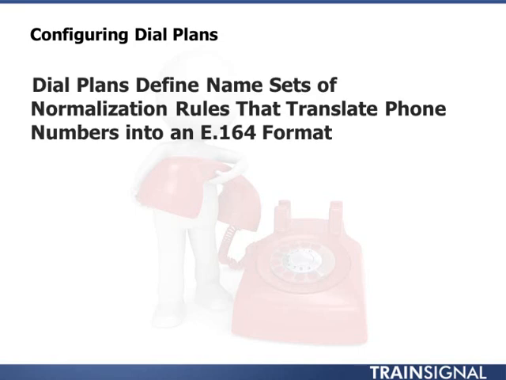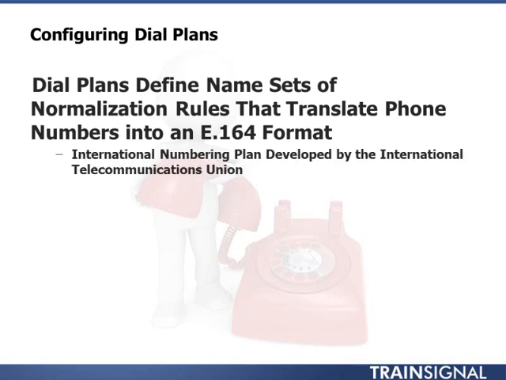Dial plans define named sets of normalization rules that translate phone numbers over into an E.164 format. E.164 is an international numbering plan developed by the International Telecommunications Union. There can be a maximum of 15 digits in an E.164 number. So in theory, to direct dial from any conventional phone to another phone anywhere in the world, you would have to input no more than 15 digits. Let's take a look at an example of what this would look like.